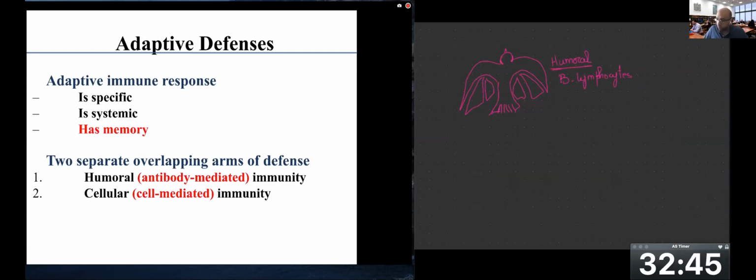This is my humoral immunity. For the cellular immunity, it's going to be mediated by the T lymphocytes.